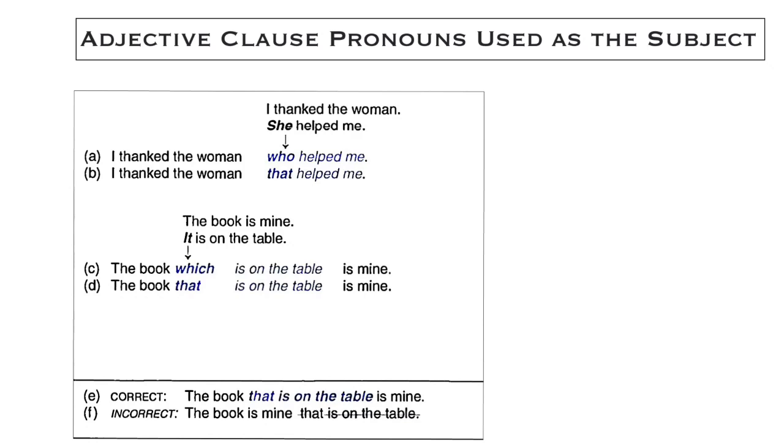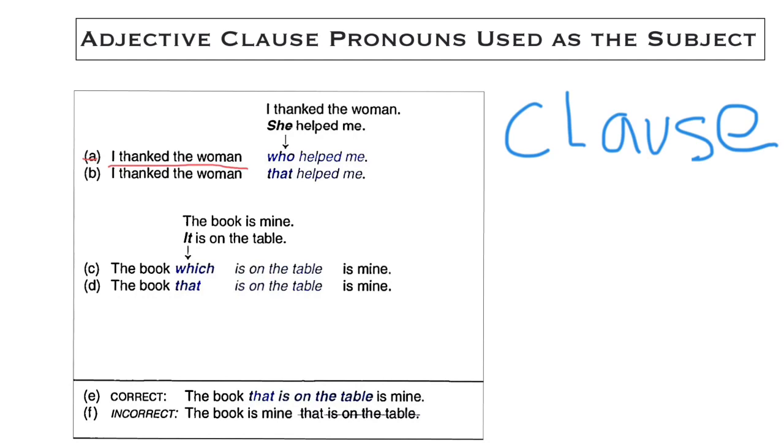Before we continue further, let us discuss what a clause is. A clause is a structure that has a subject and a verb. There are two kinds of clauses, independent and dependent. In example A, I thank the woman is also called an independent clause. An independent clause is a complete sentence and can stand alone.